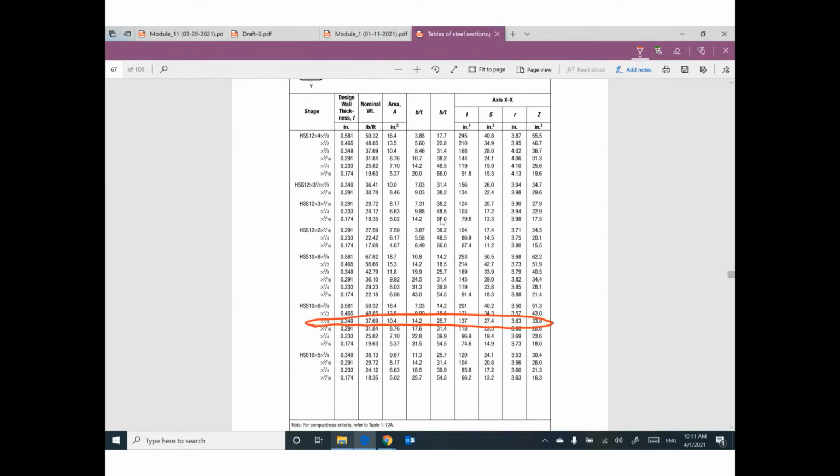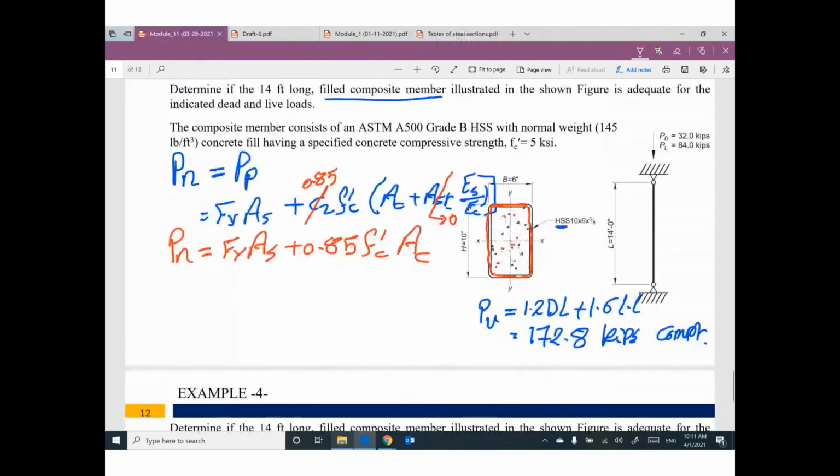We are looking for the area of steel, 10.4. So the area of steel is 10.4. Fy is 50. 0.85. f'c is 5. What is the value of the area of concrete? What is the value of the area of concrete? Any answer?